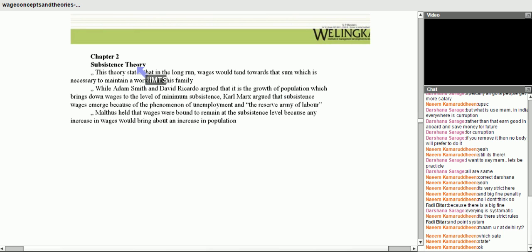So the subsistence theory says that in the long run the wages should come out to be the sum of what is needed to maintain a family.